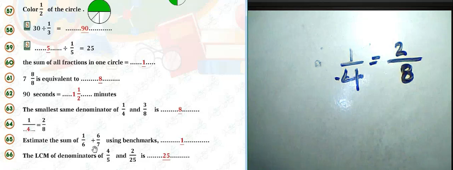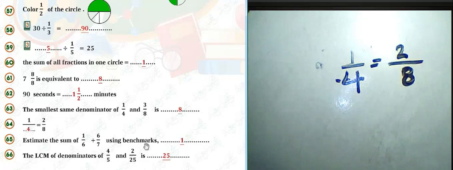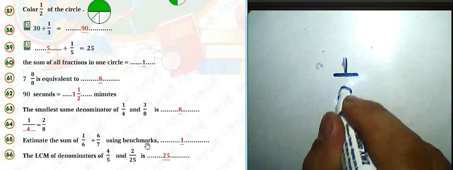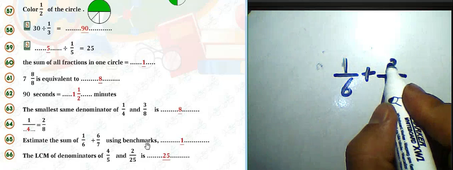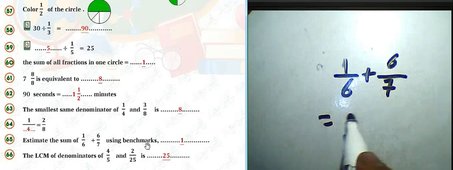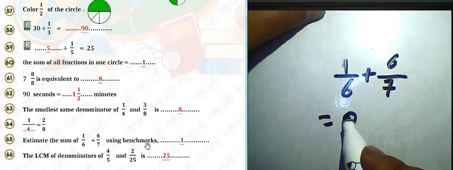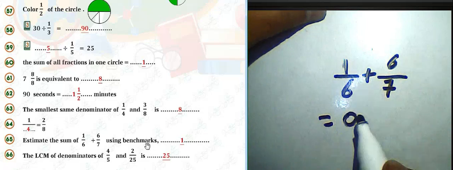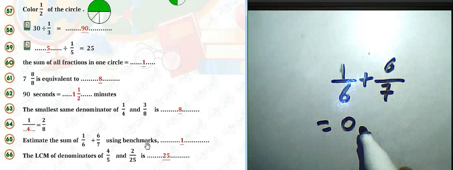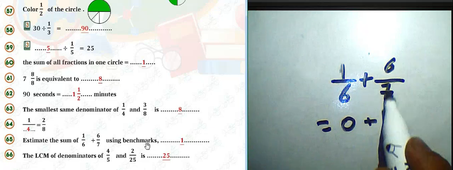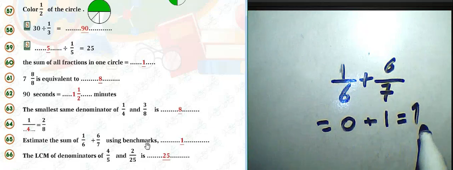Estimate the sum 1 over 6 plus 6 over 7 by using benchmarks. We know 1 over 6 and 6 over 7. 1 over 6 approximated by benchmarks will be 0, because 1 over 6 is nearest to 0. And 6 over 7 is nearest to 1, because 7 divided by 7 equals 1, so the result will be 1.